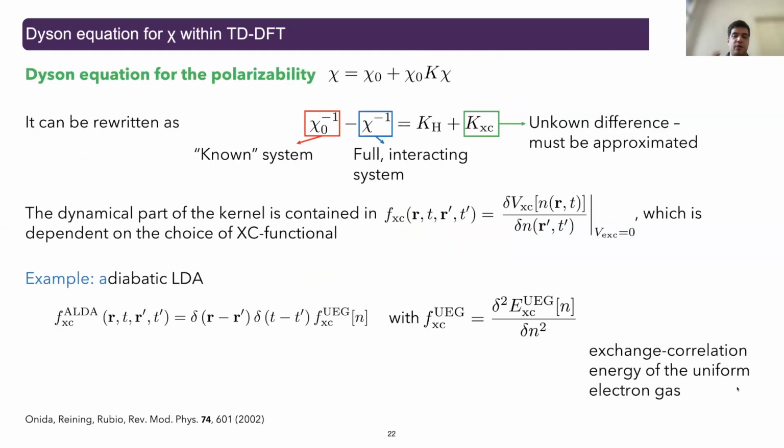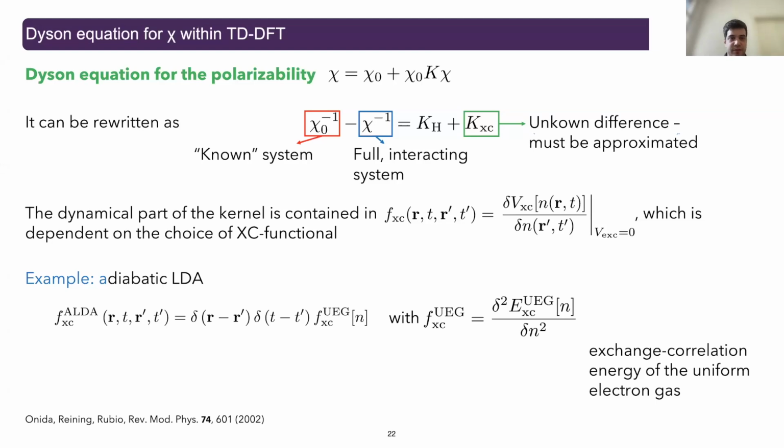With the previous equations, we can write what is known as the Dyson equation for the polarizability, where at first order, the polarizability is equal to the irreducible one. But now we have a frequency-dependent kernel that will add all interactions between particles, and so will modify chi naught.